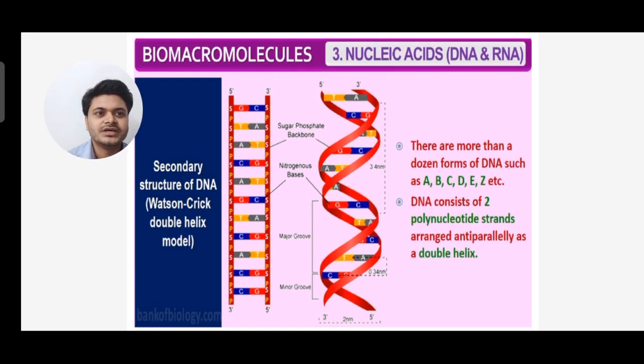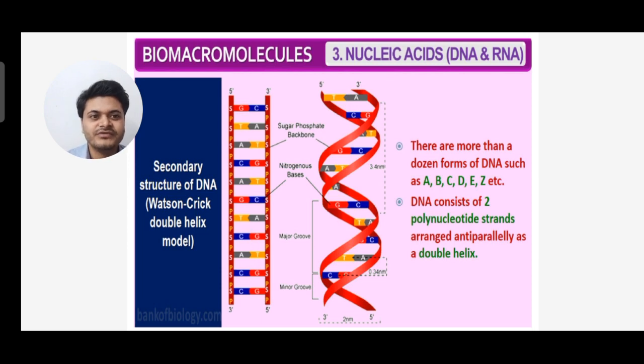Now we'll start with DNA, that is, the secondary structure of DNA, given by the Watson and Crick double helix model. So we can see a DNA strand. The strands are parallel. You can see the strands have a sugar phosphate backbone, and in between there are nitrogen bases. For DNA these are adenine, guanine, cytosine and thymine. There are more than a dozen forms of DNA such as A form, B form, C form, D form, E form, Z form, etc.